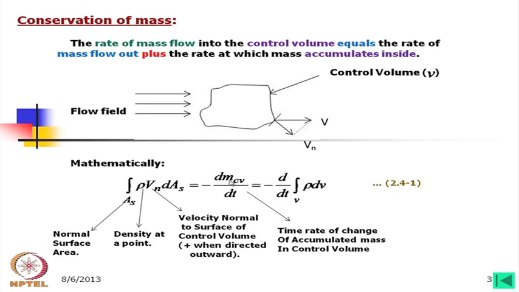Now, this means that the minus sign is given here. The reason is that if the mass is accumulated inside, then Vn will be in the opposite direction. If it is going out, then it will be minus. That must be equal to the elemental mass of control volume. We should consider the rate of change of elementary mass of control volume.